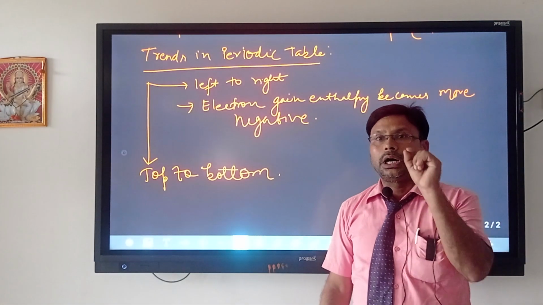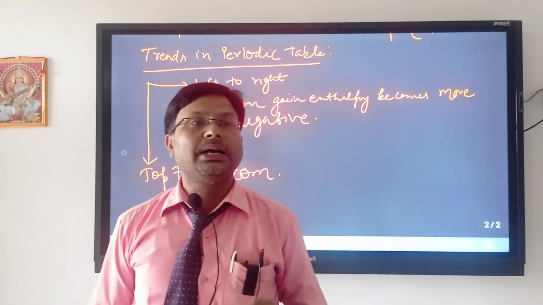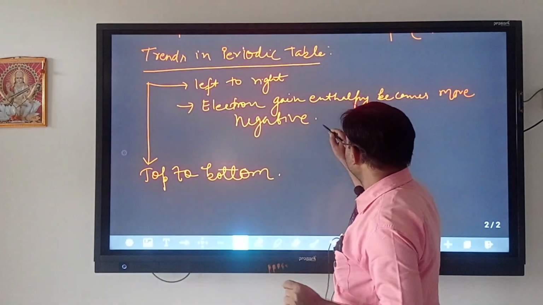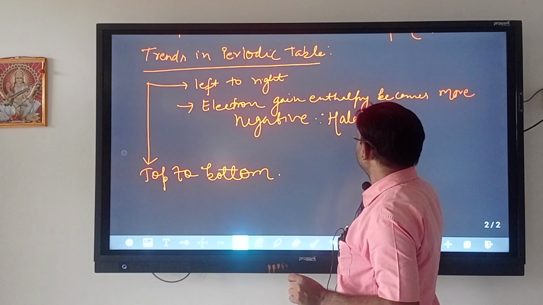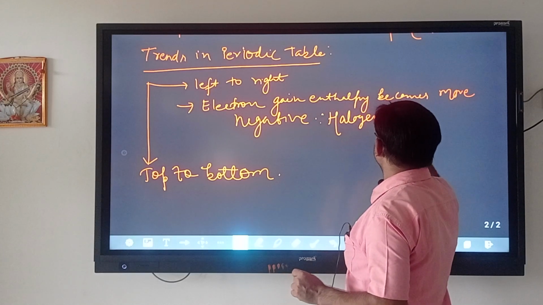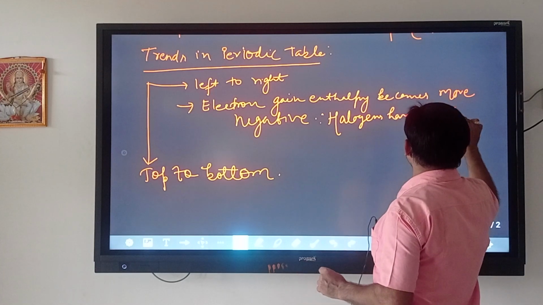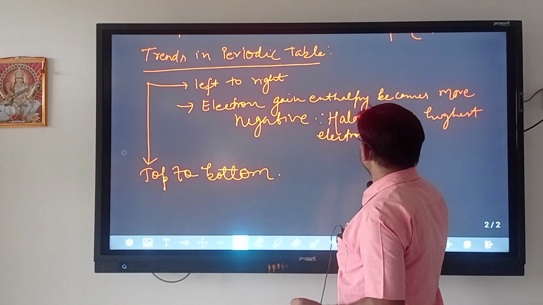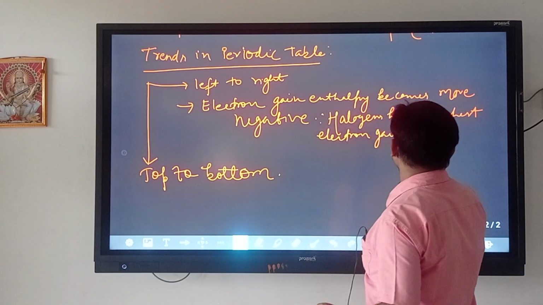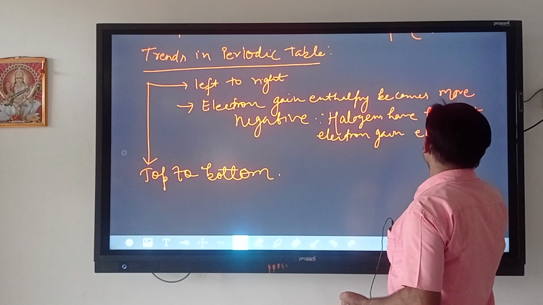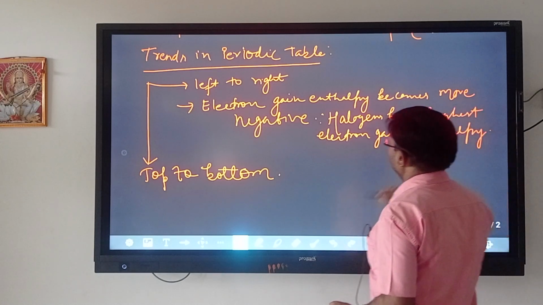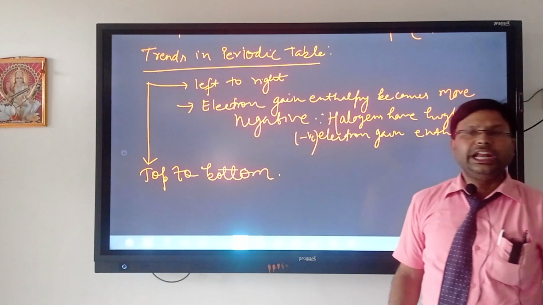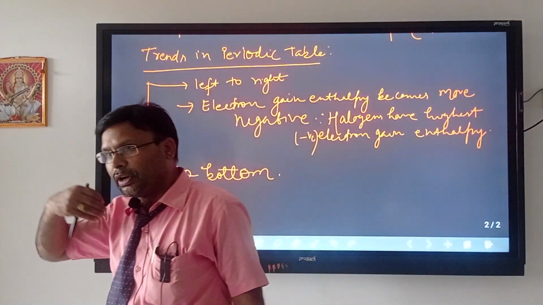Due to this, the halogens of the periodic table have the highest electron gain enthalpy. Negative electron gain enthalpy is highest when we move from left to right.